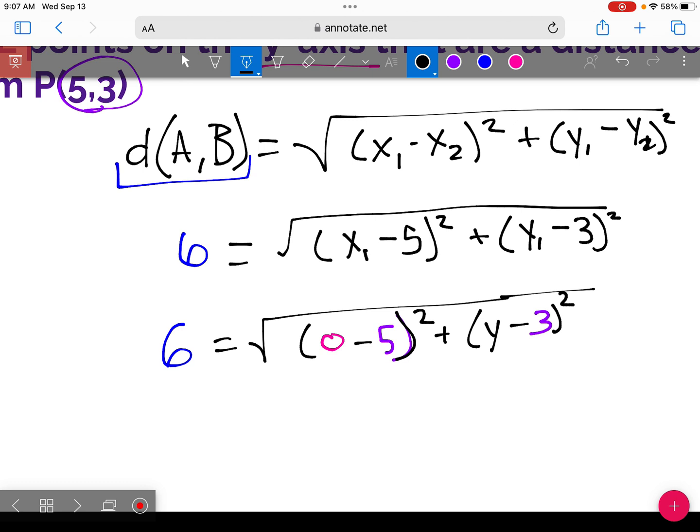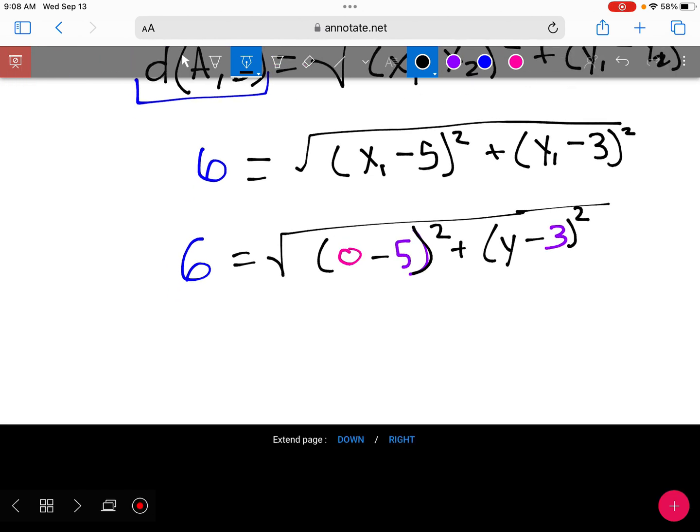Because it's on our y-axis, that means it's our y-intercept. So my x is 0. It does not matter if it goes in for x1 or x2. What if it was the x-axis? Then the y would be 0. If it's the x-axis, the y is 0. If it's the y-axis, the x is 0, because they told us that. So I know it's a y-intercept. So x is 0, and all we have to do is find the y value.